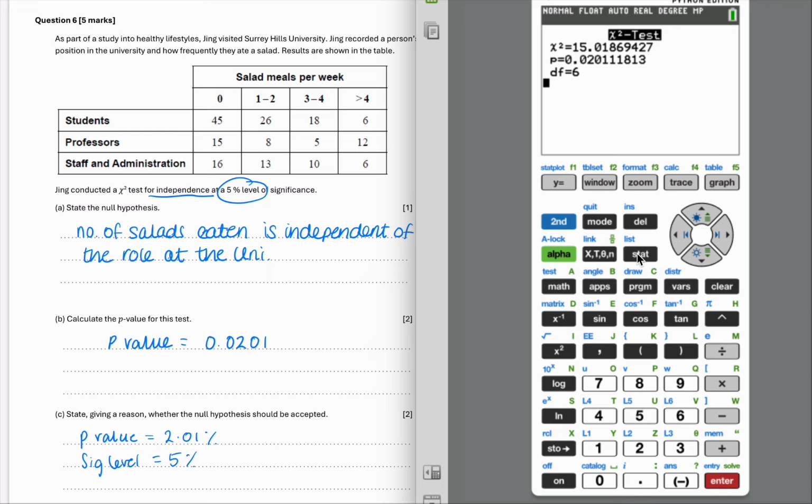And that means that the p-value is very small. When the p-value is small, we reject the null hypothesis. So we say that 2.01% is less than 5%, or the p-value is less than the significance value, and therefore we reject the null hypothesis and we accept the alternate, which you can write as either HA or H1.